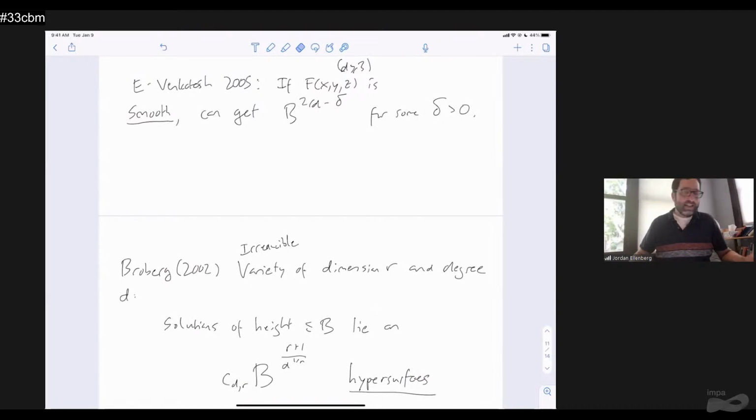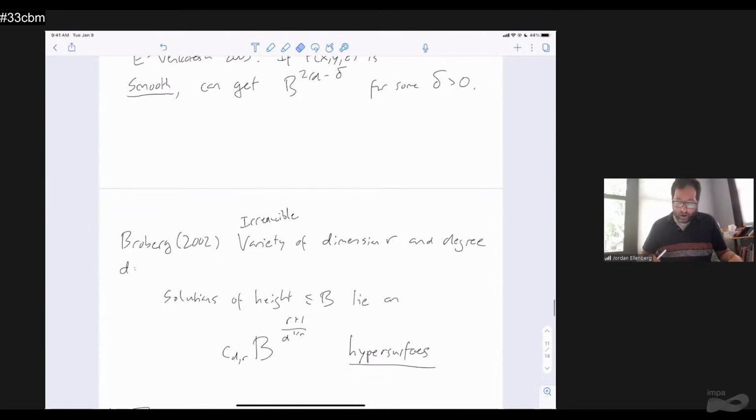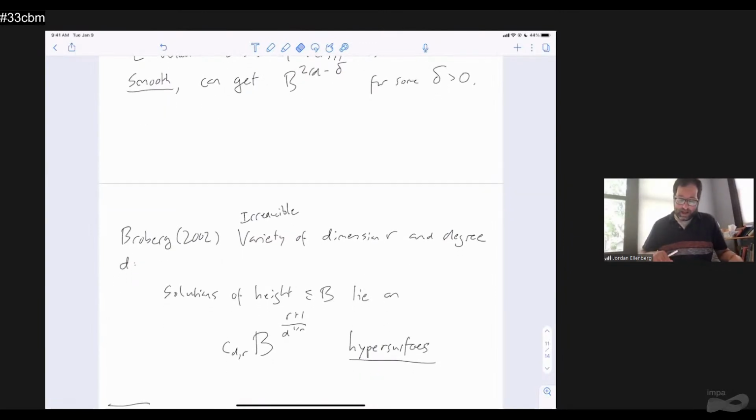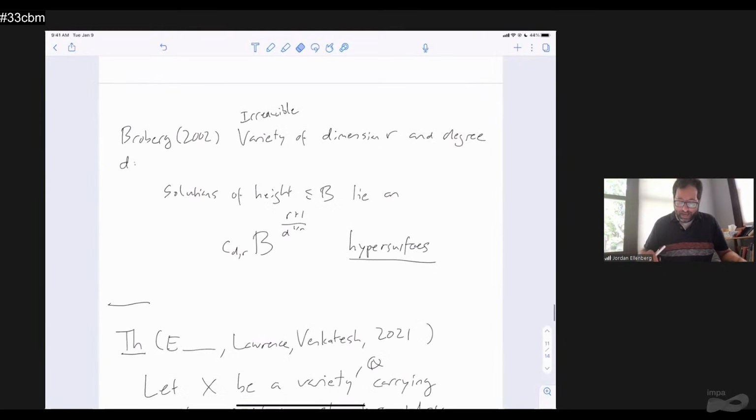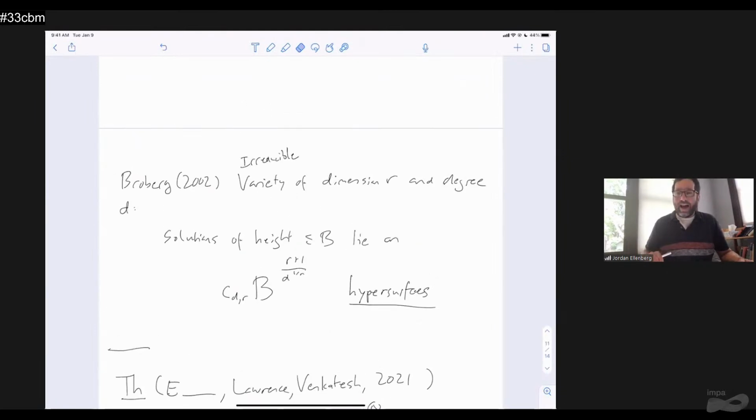So a variety is sort of a generalization of a single equation in several variables. It might be cut out by multiple equations, and so on. It's some algebraic space. But all you need to know is the dimension and the degree, and you might say, oh, wait, can I bound how many points there are of height at most b? Not quite. You can show that if you look at all the points of height b, they lie on a certain number of hypersurfaces.